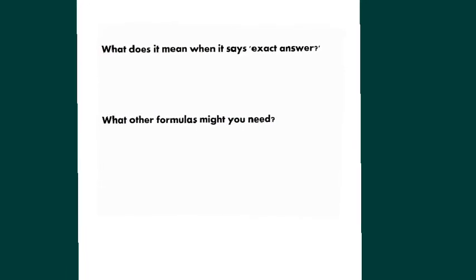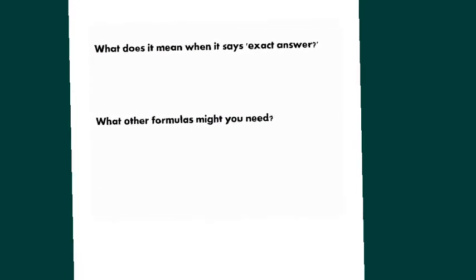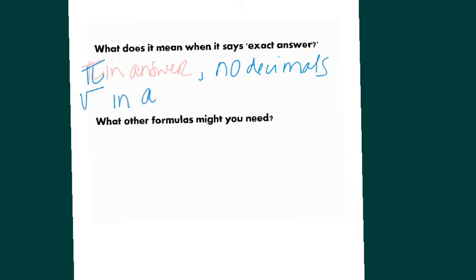So it says, what does it mean when it says exact answer? Some of us have been struggling with this. Exact means that there's pi in the answer. Accidentally chose the highlighter. I'll go back to the pen. There's pi in the answer. No decimals. There could also be a square root in the answer. So if you get the square root of 10, it stays square root of 10, not a decimal. So you just leave it like this.